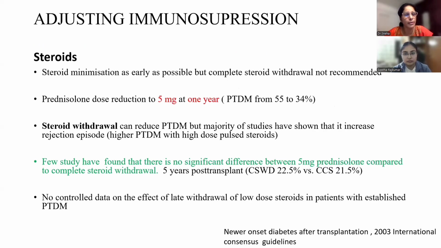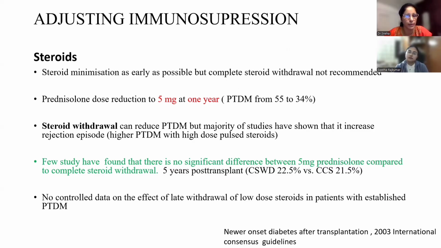So how to adjust the immunosuppression? Steroid minimization is the main immunosuppression adjustment we can do. That is, the dose was reduced to 5 mg. They have seen that PTDM at 1 year was reduced from 55 to 34%. But steroid withdrawal is not recommended for PTDM management because of the higher risk of rejection episodes.